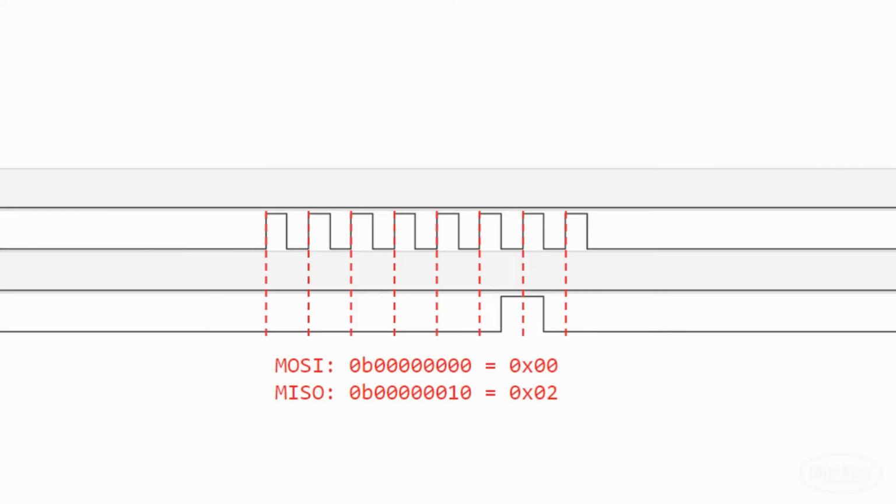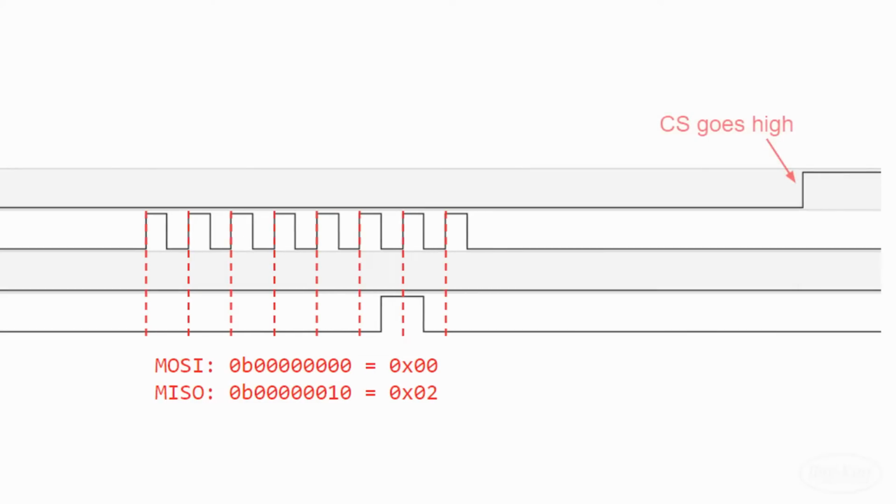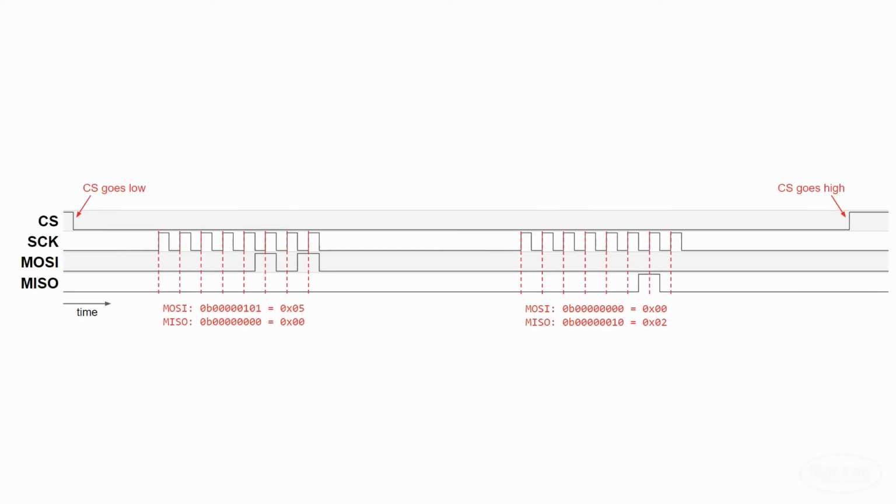On the next byte, we do not send out anything from our controller. Instead, we simply read the MISO line. Here, the EEPROM is telling us that the value in its status register is 2. When we're done transmitting, we pull the CS line connected to our EEPROM chip back to high. This is a very simple communication example, but I hope it gives you an idea of how SPI works.